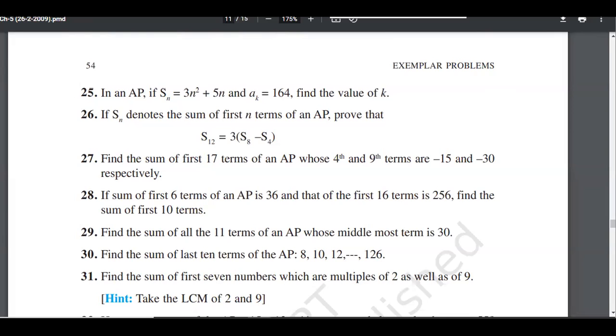So are you doing? Yes, sir. Since you need to find out which term of this AP is 164, the sum of these terms is being given to you. So what you need to do is first calculate the value of A, the first term, and D, the common difference.